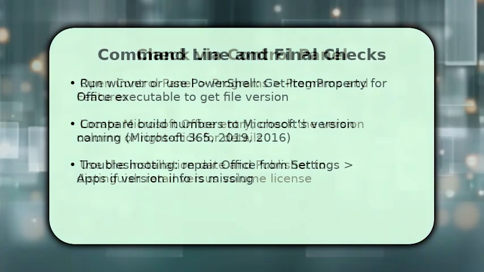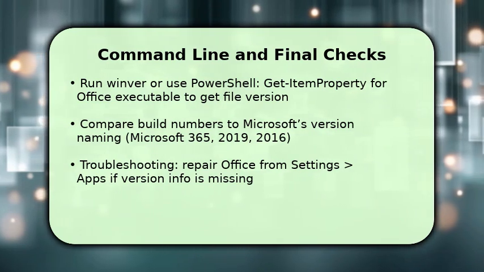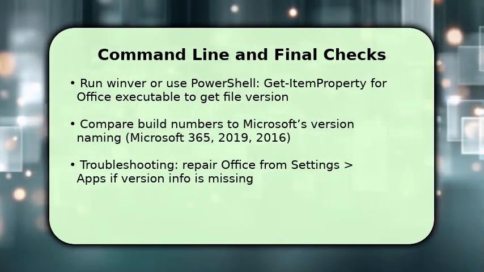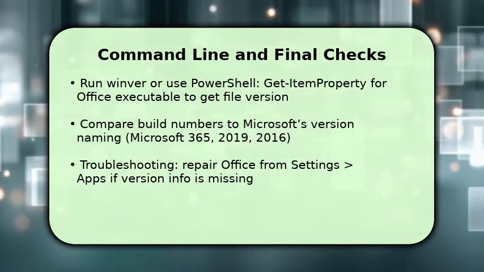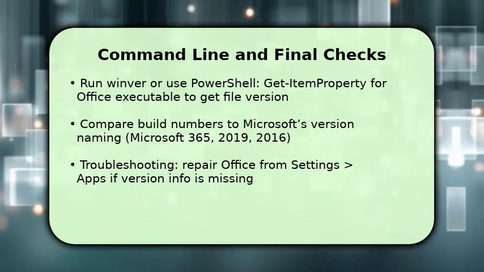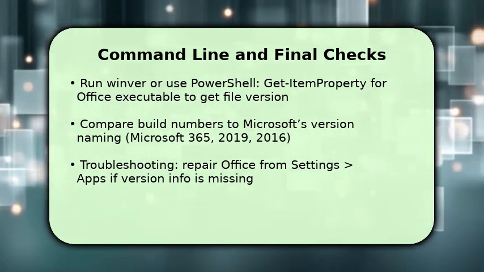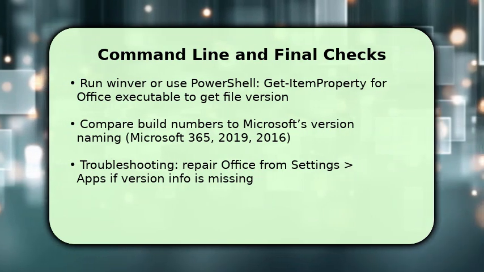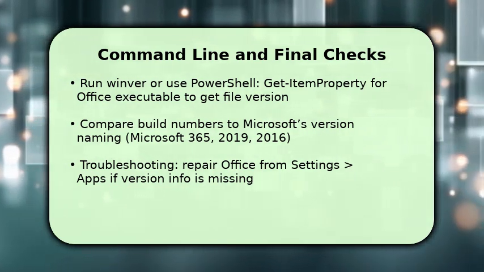As a final verification, run WinVer or use PowerShell to inspect the Office executables file version. This yields the exact build string. Once you have the build, map it to the product name. For example, certain build ranges indicate Microsoft 365 versus Office 2019.